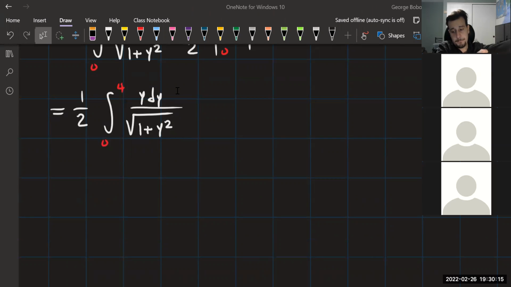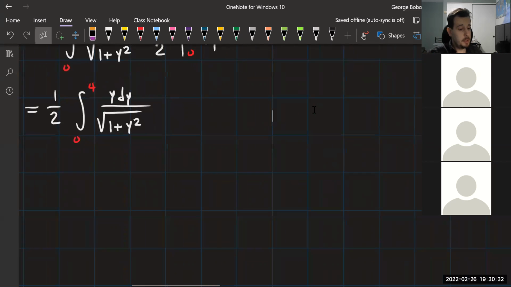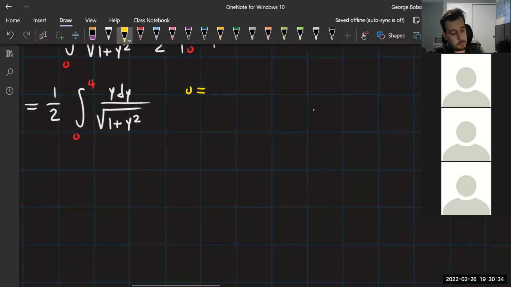Can you see it? So the derivative of 1 plus y squared is in the numerator right now. Not sure? Don't worry. You sub. If you tried here, and you go ahead and take the derivative with respect to y, you just get 2y. And so dy is just du over 2y.